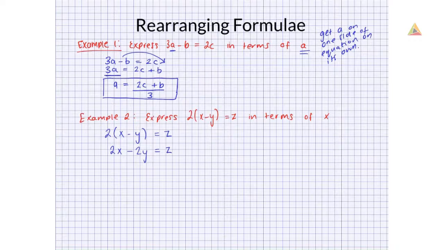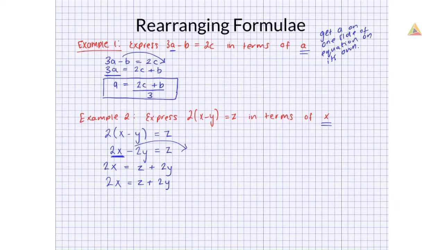So remember, we want to isolate x, so we want to get x on its own. So let's get x on its own with the 2x first. We want to isolate this on its own, which means we're going to need to bring the minus 2y over beside the z. So now it's going to be 2x is equal to z plus 2y, because the minus, when it crosses the equal sign, becomes a plus. So 2x is equal to z plus 2y.